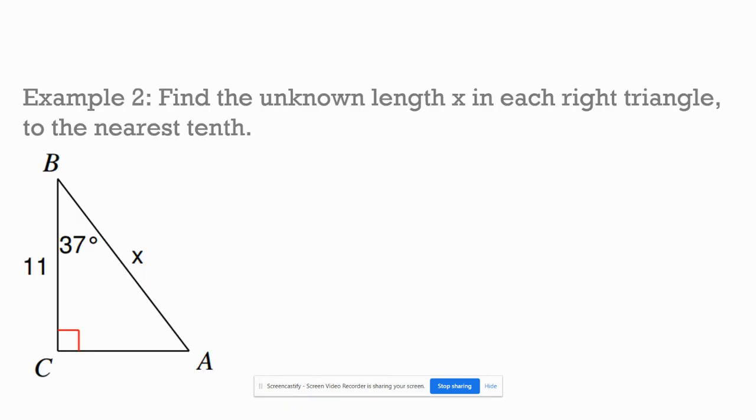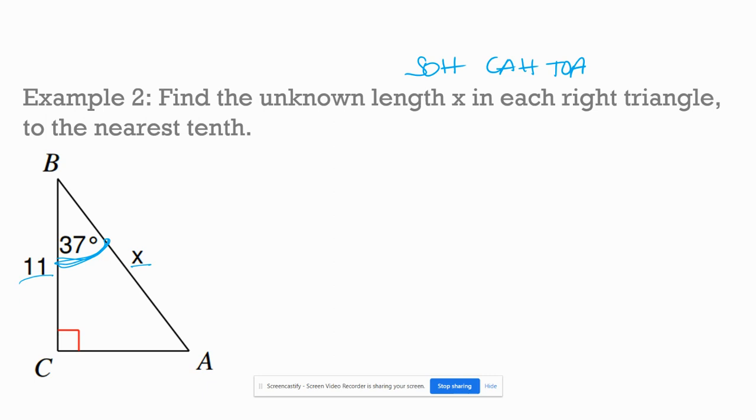All right, let's go ahead and look at example 2. Find the unknown length x in each right triangle to the nearest tenth. So in this case, we're still going to be using the acronym SOHCAHTOA. So when we're using this, we've got to look at the angle that's given and then look at the two legs that are given and decide what those two legs are in relation to that 37 degree angle. So is x the opposite, adjacent, or hypotenuse? Is 11 the opposite, adjacent, or hypotenuse? That's the question that we need to ask ourselves.